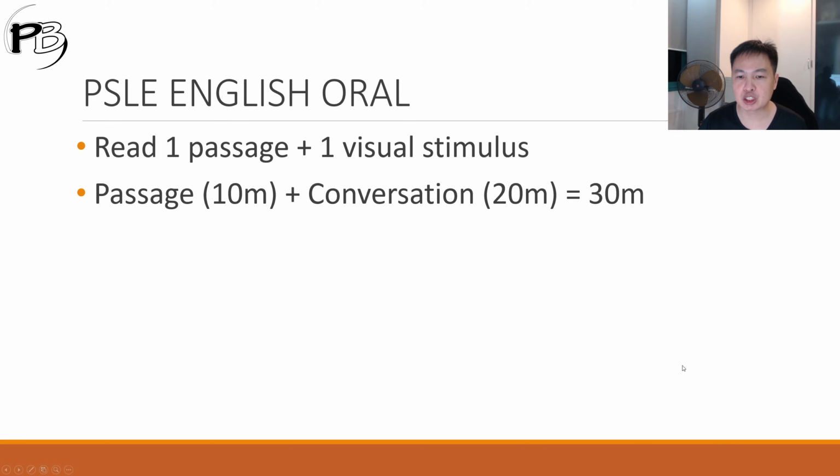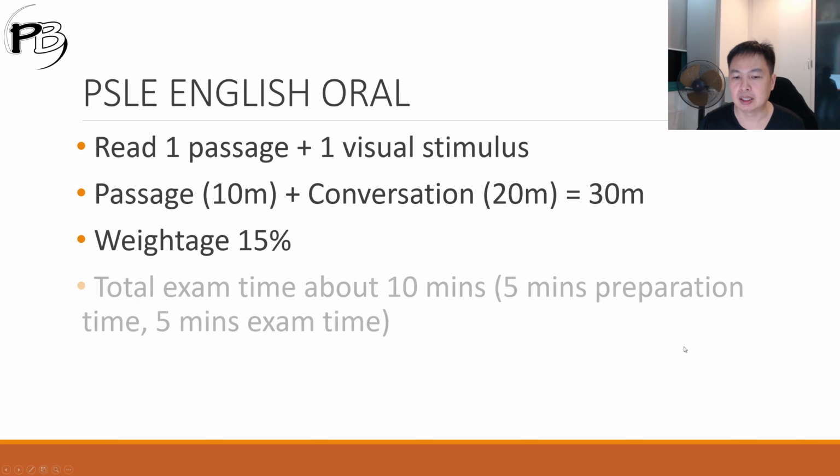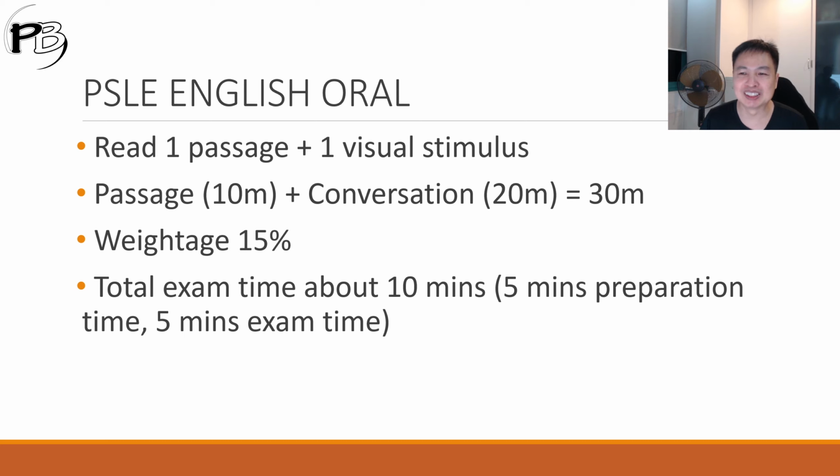So in terms of the marking scheme, the passage itself will give 10 marks. But the focus for today's video is on the conversation, which students will be awarded a total of 20 marks. So for the entire oral exercise, students will be awarded a total of 30 marks. And the weightage for the PSLE English oral component is 15% out of the entire examination. And the total exam time is only about 10 minutes. So this is a pretty easy to score component because it doesn't really require the students to cram a lot of knowledge. As long as you have the oral skills, I think most students will do well in this component.